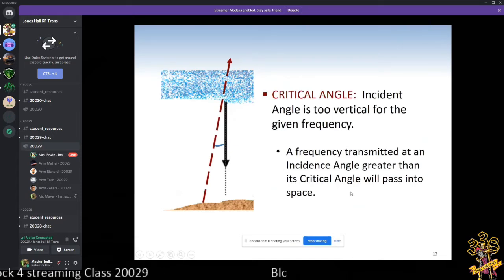Now you have a critical angle, and a critical angle is different for every frequency, and it's going to be different depending upon the conditions of the ionosphere. But the critical angle just means that if you exceed that angle, then your signal is going to be penetrating the ionosphere. So here you can see the signal's going right on through. So I've exceeded my critical angle.